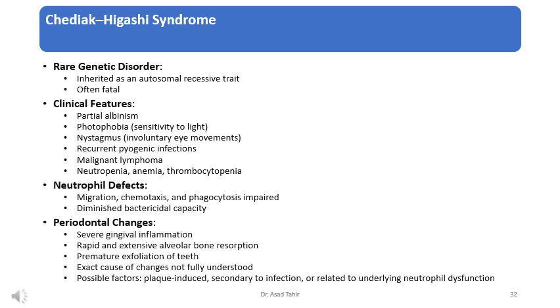Migration, chemotaxis, and phagocytosis impaired. Diminished bactericidal capacity. Periodontal changes. Severe gingival inflammation. Rapid and extensive alveolar bone resorption. Premature exfoliation of teeth. Exact cause of changes not fully understood. Possible factors: plaque-induced, secondary to infection, or related to underlying neutrophil dysfunction.